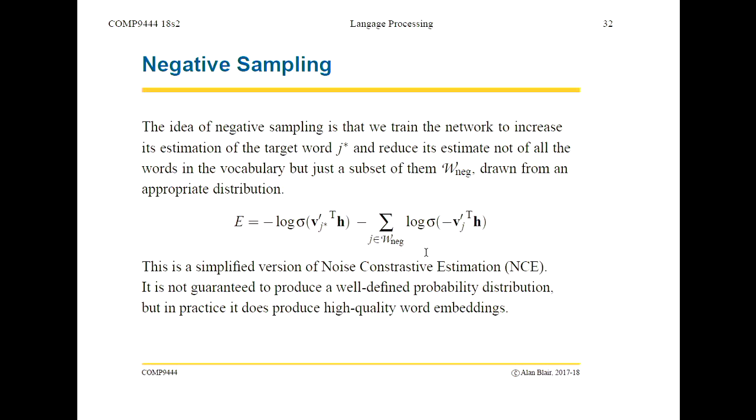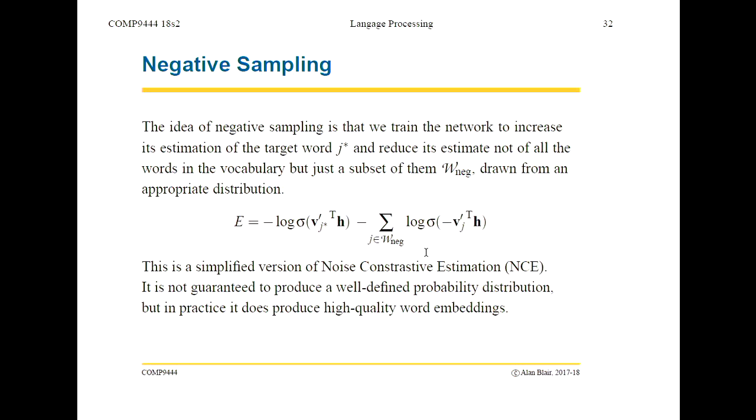It's related to something called noise contrastive estimation, which we'll talk about much later in the course after the break, in terms of image processing. But the thing about this is, it's a fairly simple algorithm. It's not guaranteed to produce a well-defined probability distribution. We don't know whether this is actually related to a legitimate probability distribution or not.